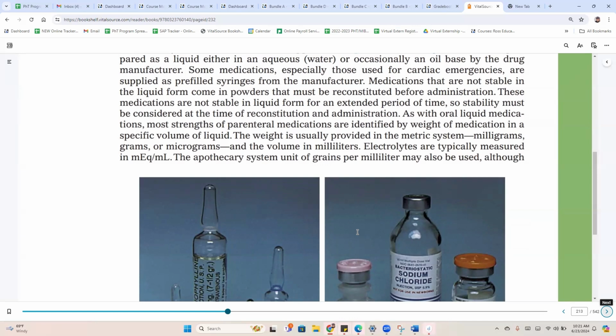As with oral liquid medications, most strengths of parenteral medications are identified by weight of medication in a specific volume of liquid. The weight is usually provided in the metric system, so milligrams, grams, or micrograms, and the volume in liters. Electrolytes are typically measured in milliequivalents per ml. The apothecary system unit of grains per milliliter can also be used.